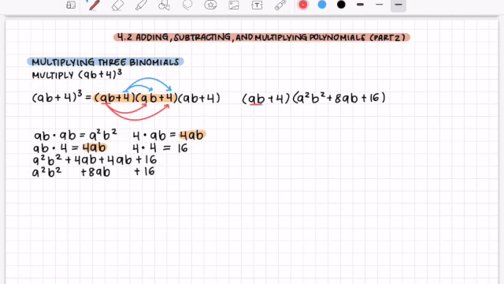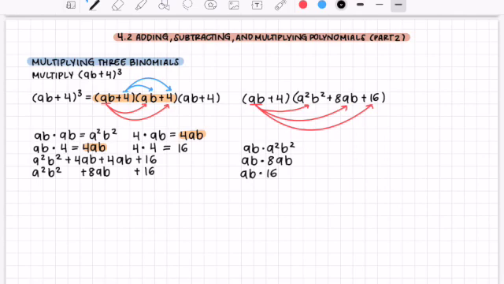When I do that, again, I'm still going to distribute. I'm going to multiply ab with a to the power 2 and b to the power 2. I'm going to multiply ab with 8ab. The last one I'm going to multiply it with is the 16. Okay. So right here, if I do that, ab times a to the power of 2 times b to the power of 2. I'm also multiplying ab times 8ab. ab is going to multiply with 16 as well.